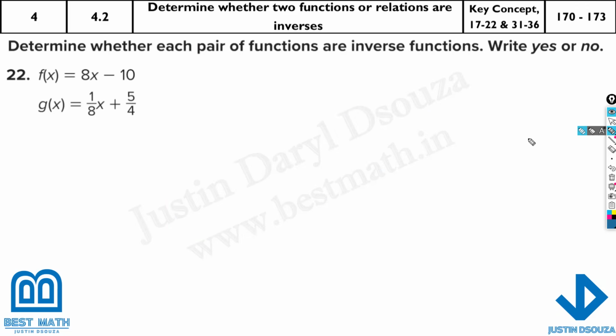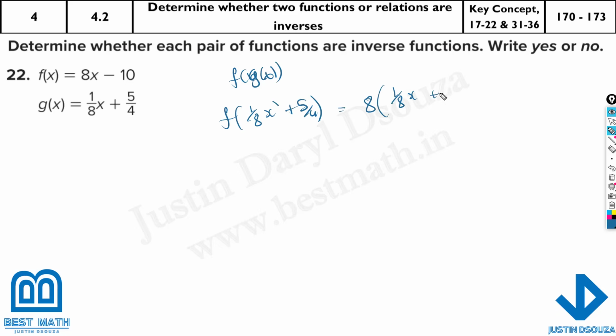And how about this one here? Same thing, f of g of x. And here it'll be f of 1 by 8 x plus 5 by 4. That's going to be 8 times 1/8 x plus 5/4, minus 10. x, and that's going to be 2, so it's going to be plus 10 minus 10. Yes, this is correct. It is inverse of each other.